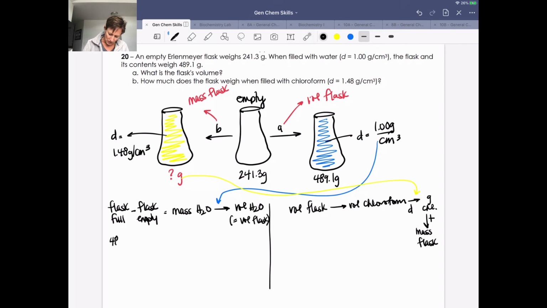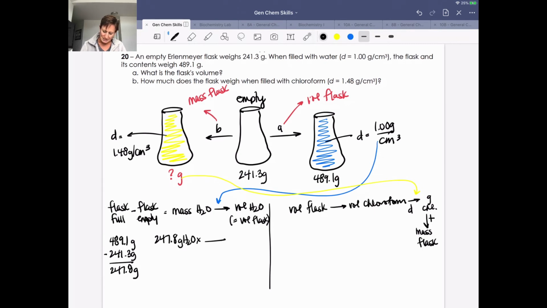So we're going to have 489.1 grams, that's the mass of the full flask. When we subtract 241.3 grams, that's the mass of the empty flask, then we're going to get 247.8 grams. This is the mass of water. So 247.8 grams of water.